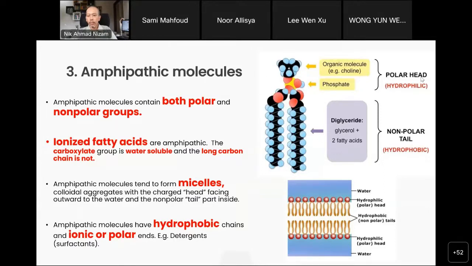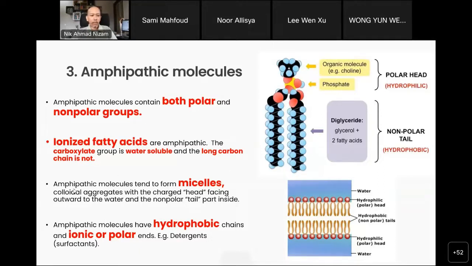And it has two regions. One is the polar head, which is hydrophilic. Another one is the non-polar tail. We call it the tail, hydrophobic. So for the non-polar tail, it is composed of diglycerol or glycerol plus 2 fatty acids. Fatty acids contain so many hydrocarbons. While the polar head, hydrophilic, contains an organic molecule which is choline, and you will find this in the lipid. It can attract water because of the phosphate and also this choline.